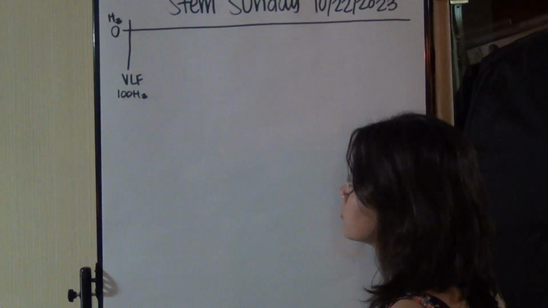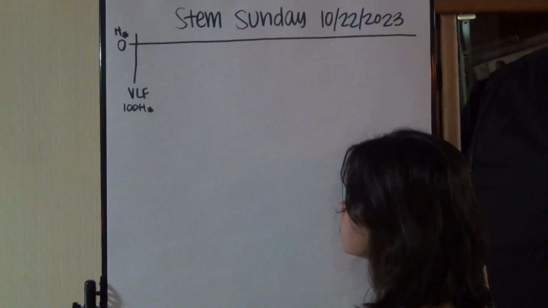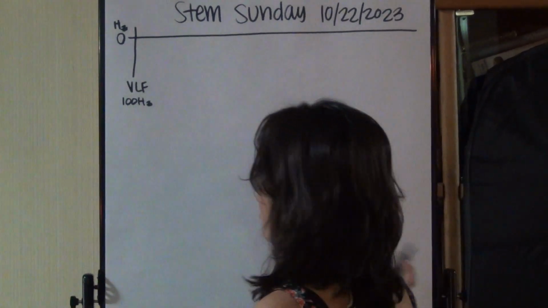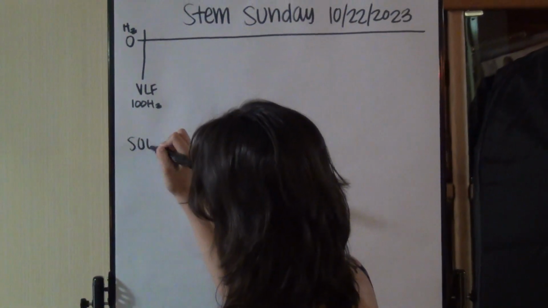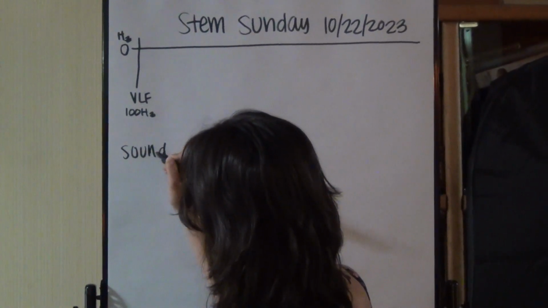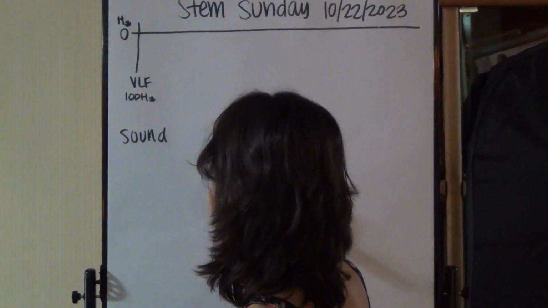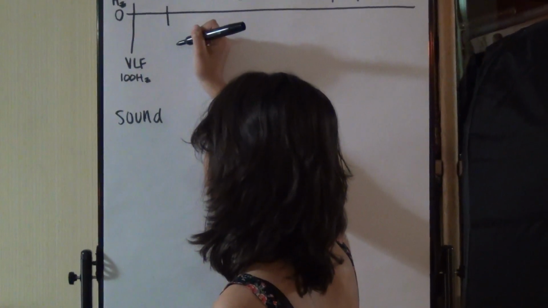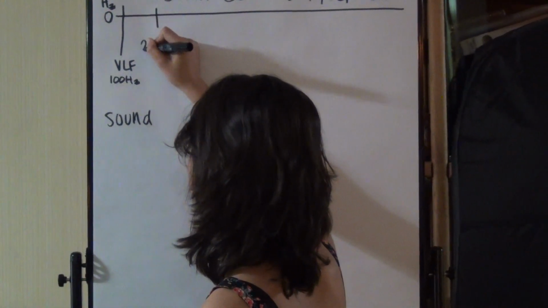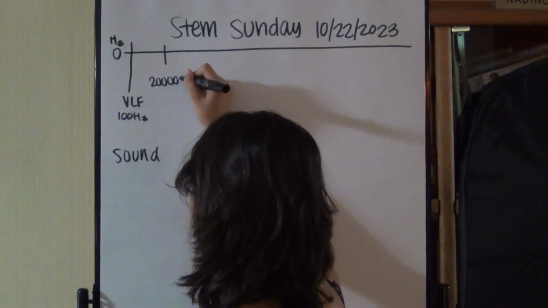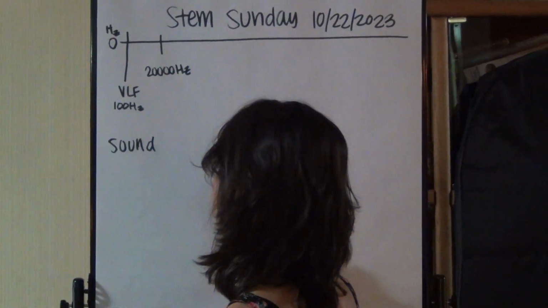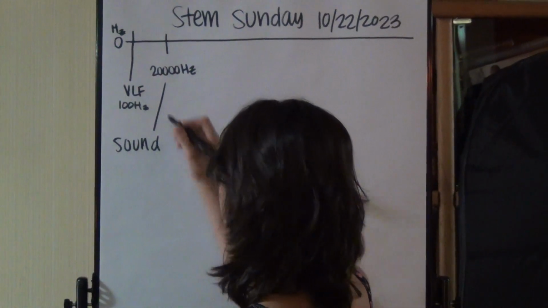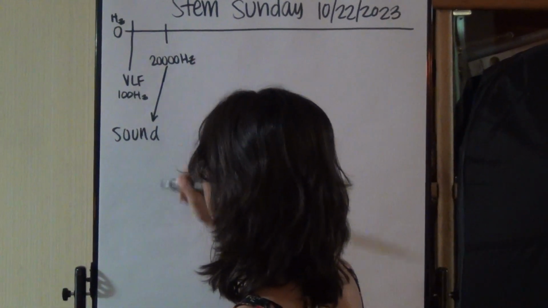Okay, as I said, we're talking about now down here sound. Write down sound under there. Now draw another line up at the top, down. That's 20,000 hertz. And draw that down to sound, that line. That's as high as your ear can hear.